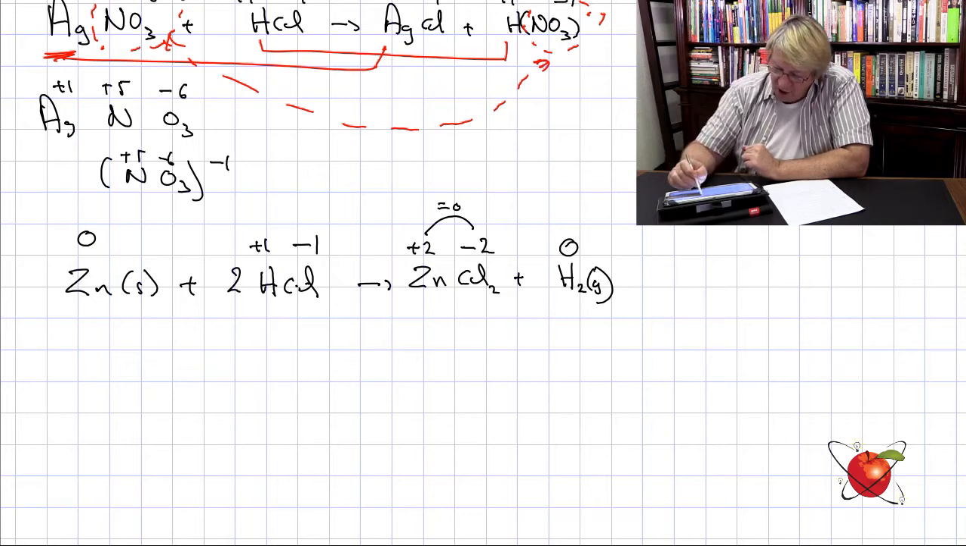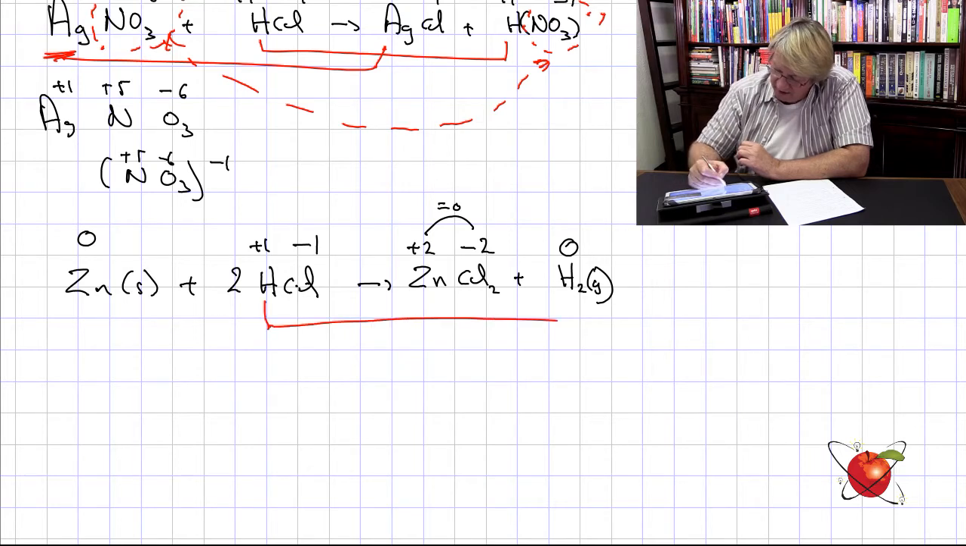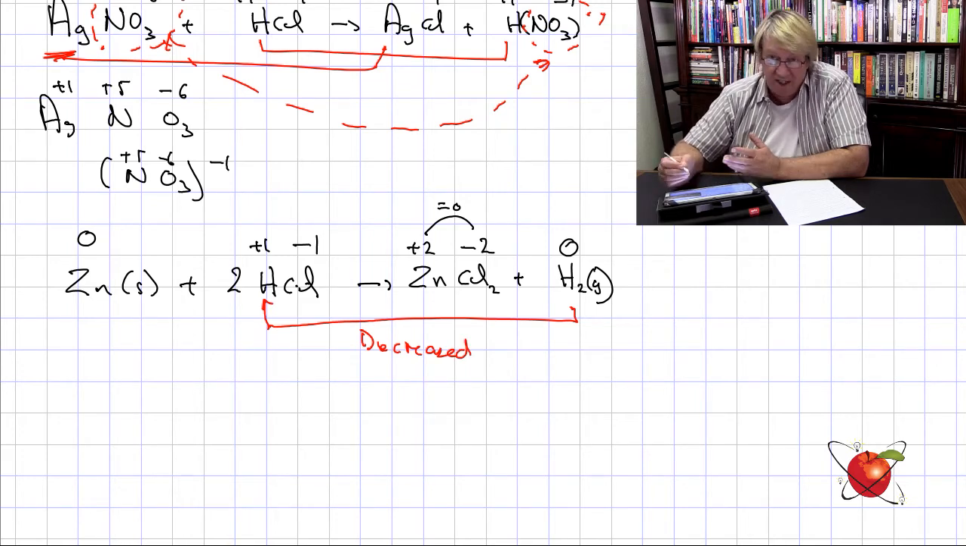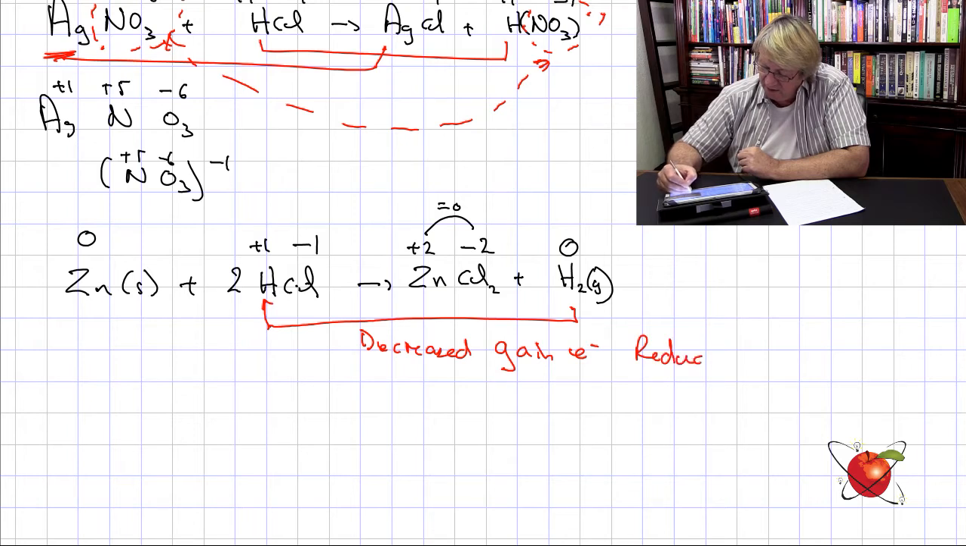Now let's have a look at what has changed and what has happened. Well, let's take the hydrogen first, right? Hydrogen has gone from +1 to 0. So therefore, it has decreased. Decreased means it must have gained electrons. So how does it decrease? It had to gain electrons: gain is reduction, RIG. Okay?